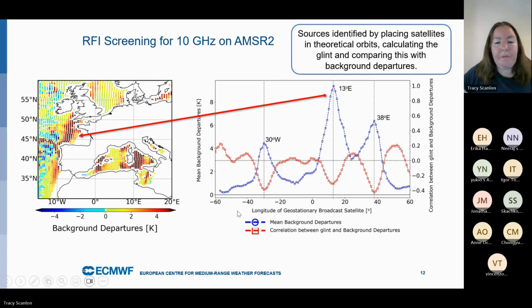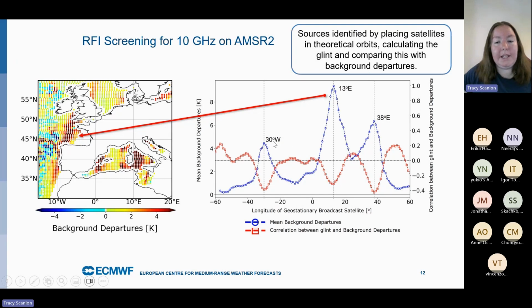What we did here was look at the glint angle between a theoretical sensor, which I'll explain in a second, and the sensor of interest, so AMSR2. These theoretical geostationary broadcast satellites have been placed at 1 degree longitudinal spacings around the equator, and from that we could calculate the glint angle. For anywhere where that glint angle was below 3 degrees, I've summed up and made an average of the background departures. So here we can use this to find the peaks that we show here, the 30 west, 13 east, and 38 east.